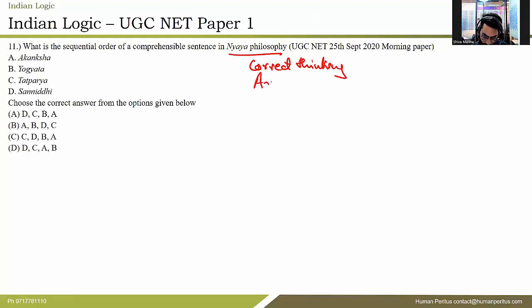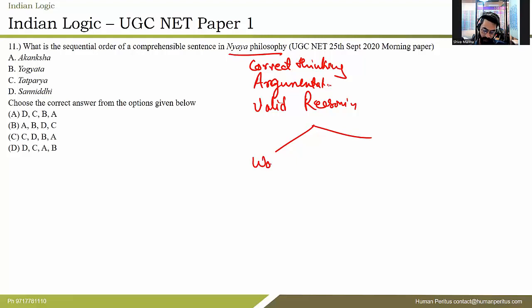Then you have argumentation, and then you have your valid reasoning. All right. Now, there are two things which you need to understand before we get to the comprehensible sentence part. That is, you have something called as word and then you have something called as sentence.